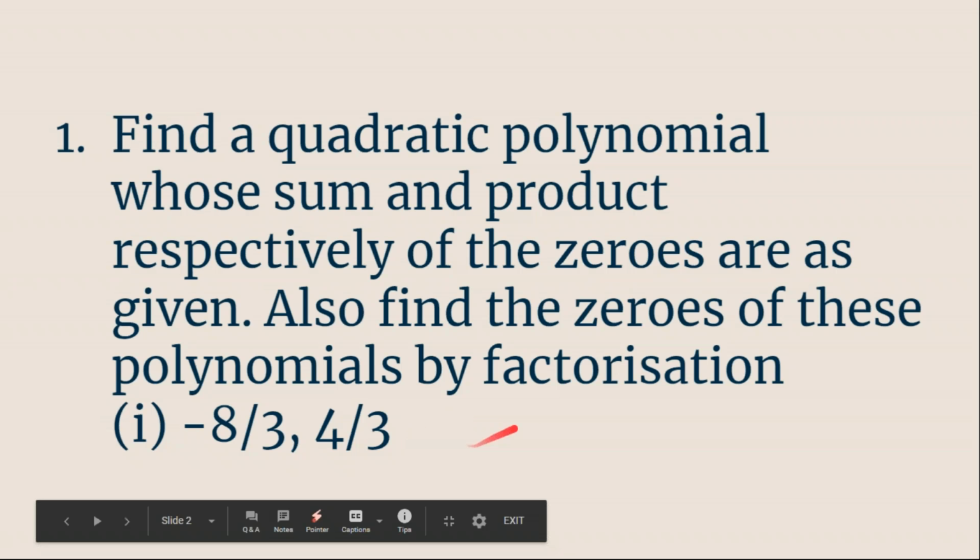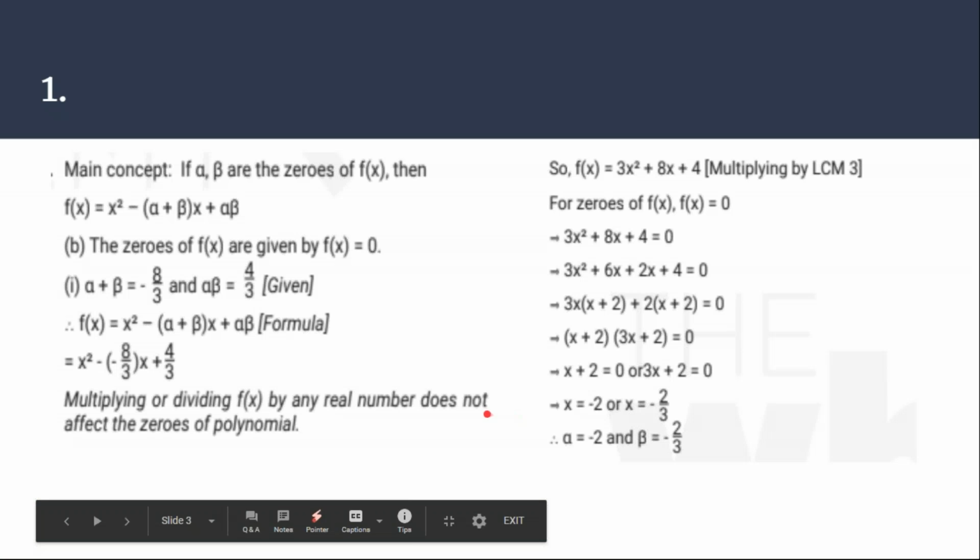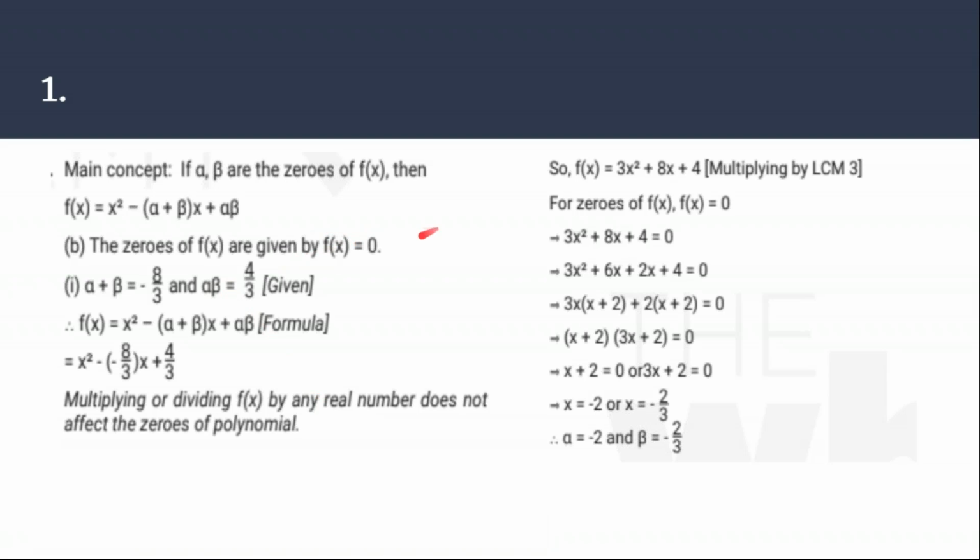Use this and substitute it in the form x square minus (alpha plus beta) x plus alpha beta to get an equation, to get the polynomial, right? Once you get the polynomial, you use the factorization method to find the zeros, right? Yeah, I think this is relatively easy. Yeah, here's the solution. So I'm just quickly going through these questions because I had given them as homework last time. So I just want to ensure that all of you understood it.